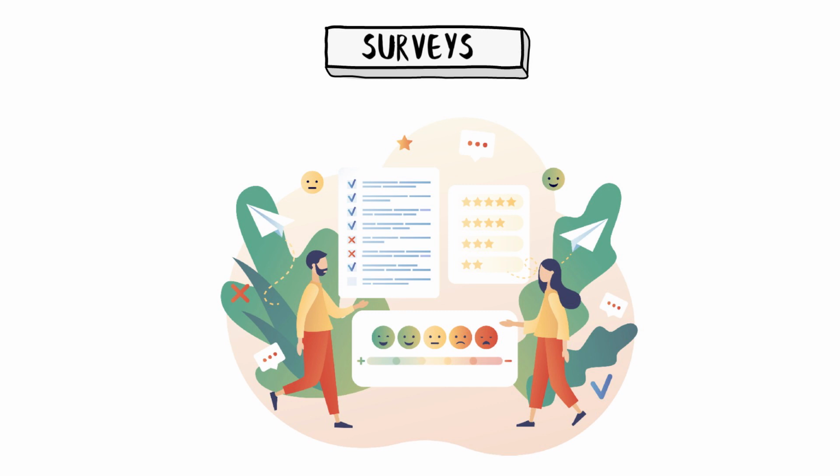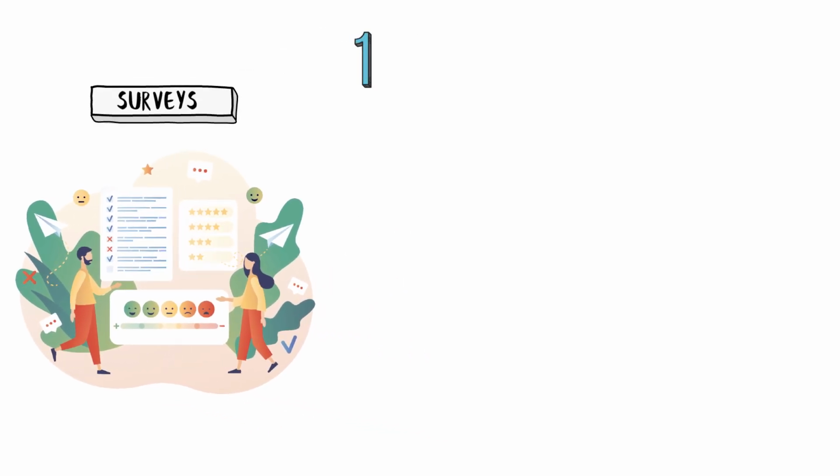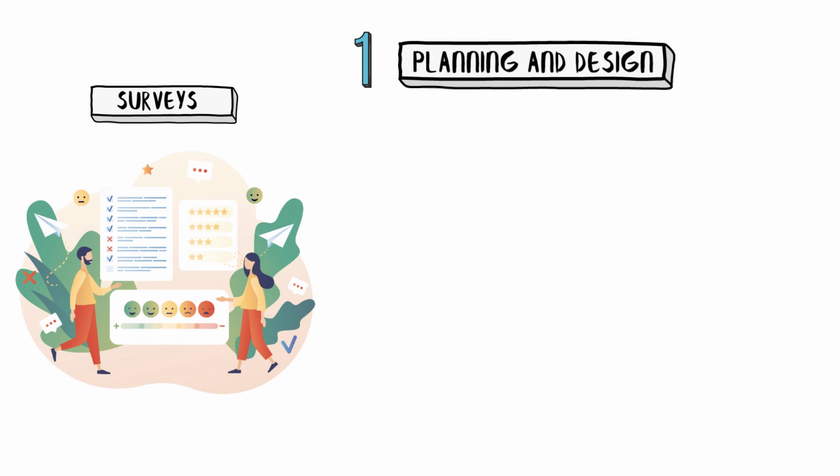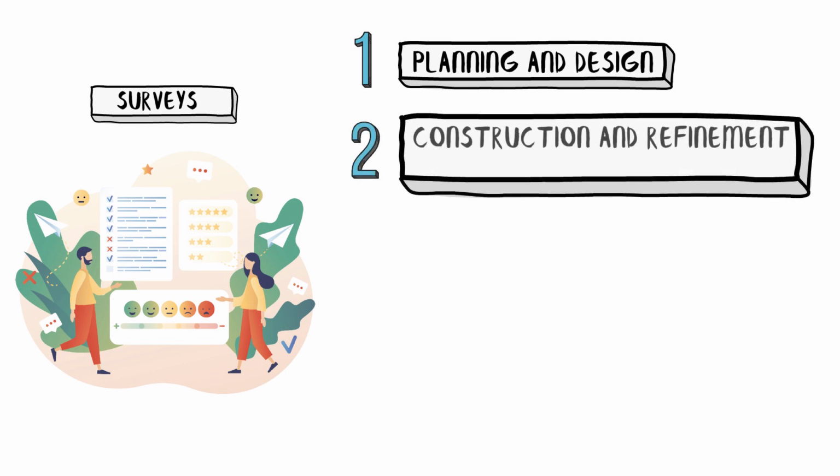When designing a survey, researchers follow a series of steps in conducting a survey. The planning and design of the research study is the first initial step. This involves identifying the research objectives, defining the target population, and determining the scope and purpose of the survey. The second step is the construction and refinement of the instrument, which is the survey.